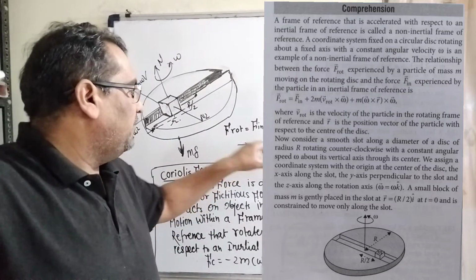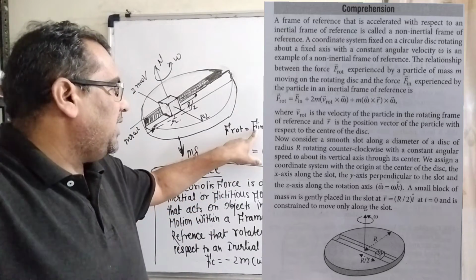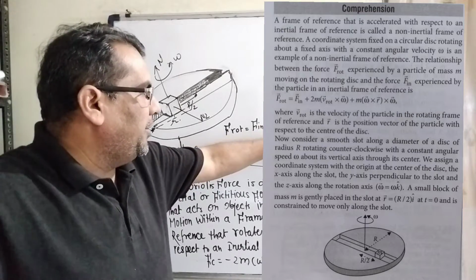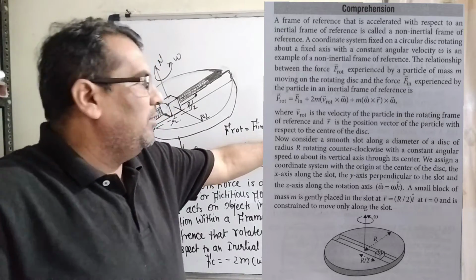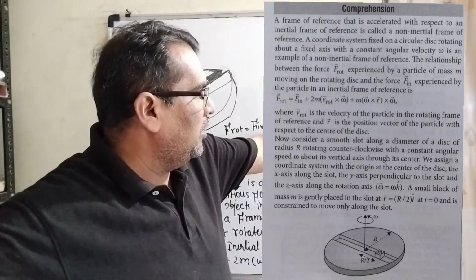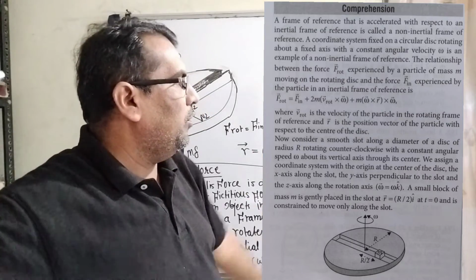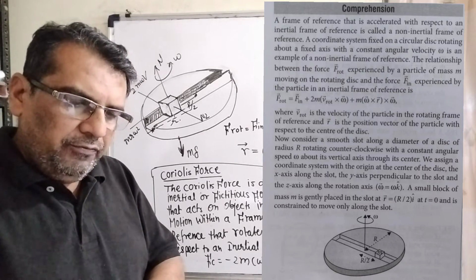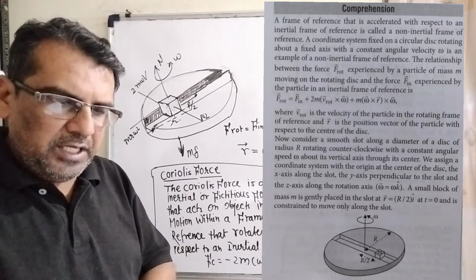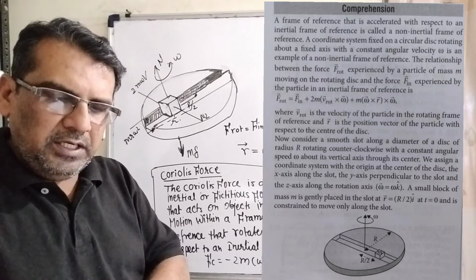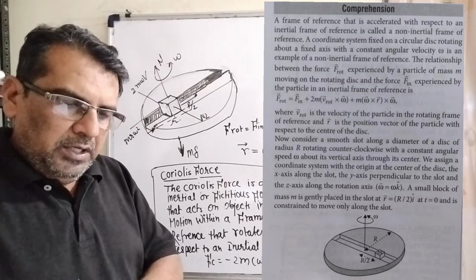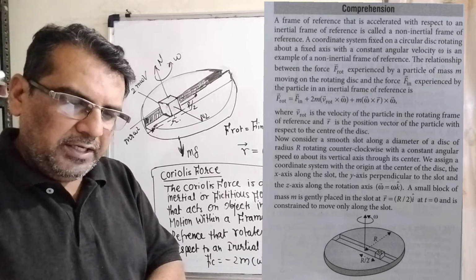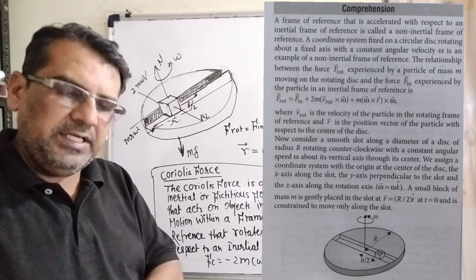You are given that the force F_rot equals F_in plus 2m v_rot cross omega, where omega is the angular velocity, plus m omega cross (omega cross r), where v_rot is the velocity of the particle in the rotating frame of reference, and r is the position vector of the particle with respect to the center of the disk.